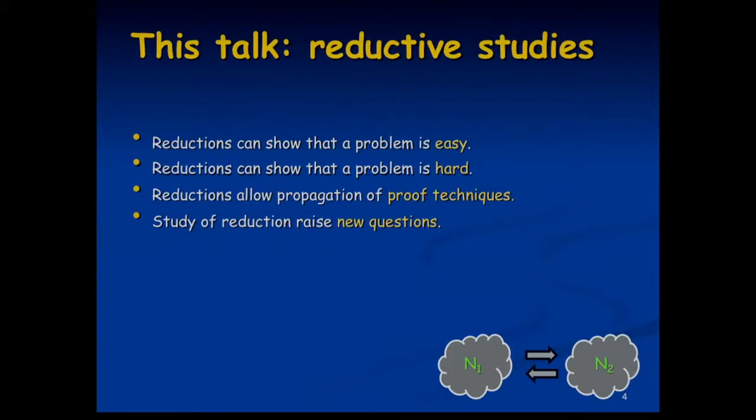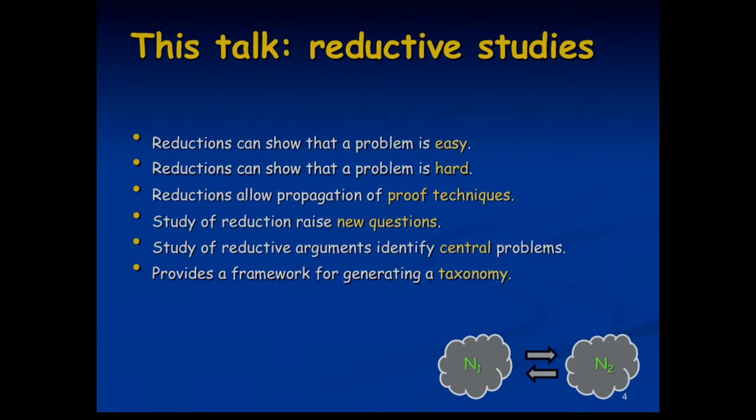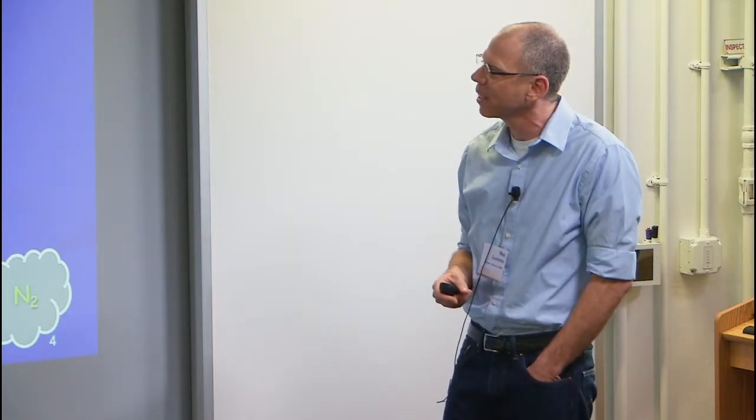A little bit the lightning talk, so reduction can show that our problem is easy. They can, of course, show that our problem's hard. They can allow to show that proof techniques propagate between different problems, and the study of reduction raises new kinds of questions. It also helps to identify, and this is what we're going to do in this talk, central problems whose solution is going to imply the solution to many other problems as well.